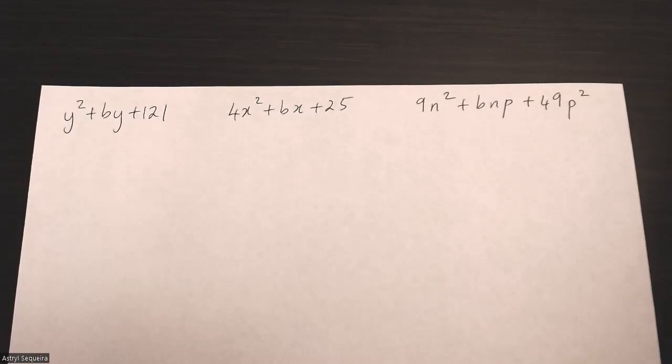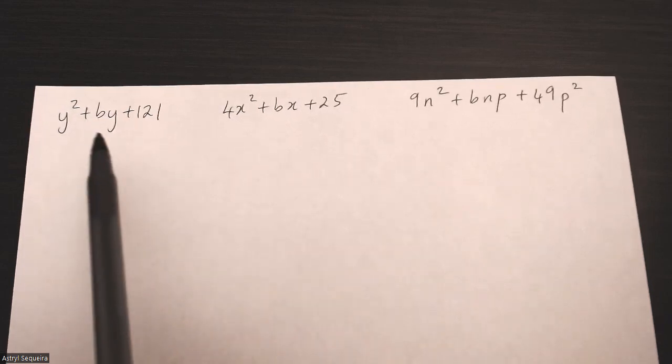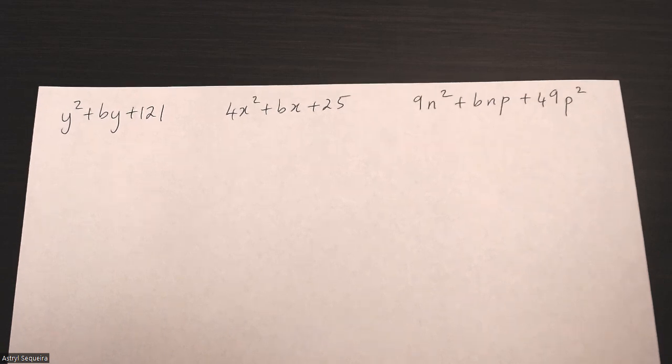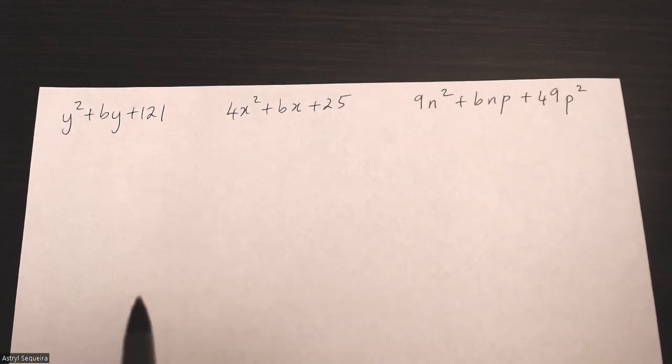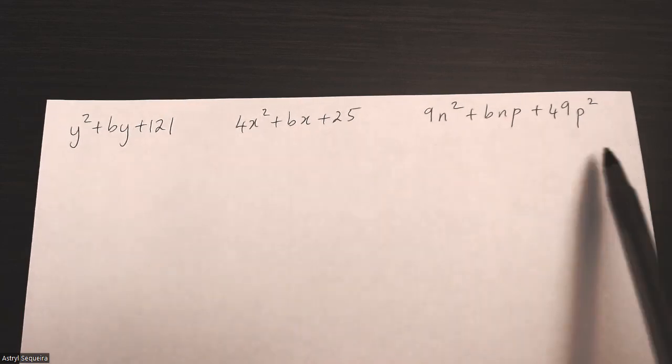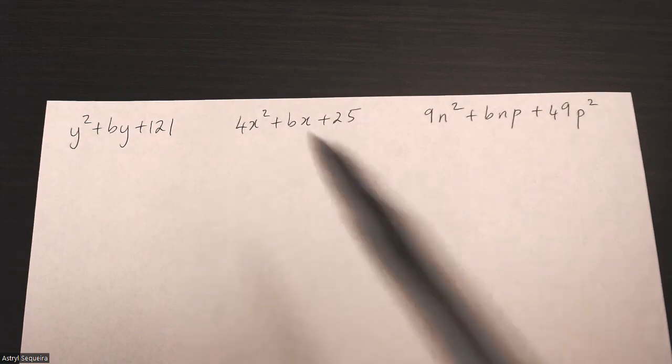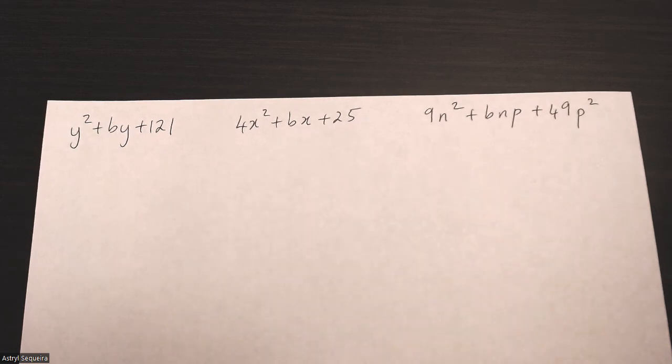All right, so in this video, we want to basically find the value of b so that all of these equations are going to be a perfect square. So if we look at the first three questions here, the b is always in the middle term. So this method is going to be slightly different from later questions, but let's take a look at these three first.